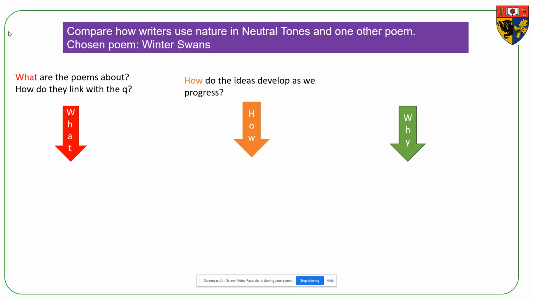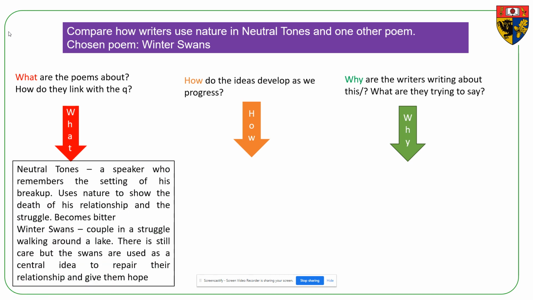Secondly, how do the ideas develop as we progress? So what happens to the nature as we progress? Does it get prettier? Does it improve? Does it decay? Thinking about what happens to the nature, and therefore what they're using the nature to represent, and what happens to that as well. Lastly, then, we need to link back to the writers. So we need to consider what the writers are trying to do, what they're trying to say, why they've chosen this theme particularly.